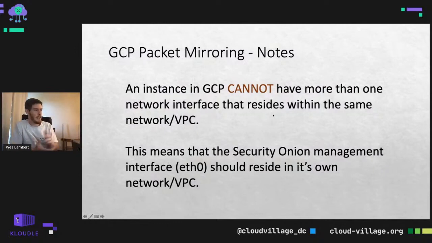I mentioned that here again: an instance in GCP cannot have more than one network interface that resides within the same network in a VPC. So that Security Onion management interface should reside in its own network or VPC.